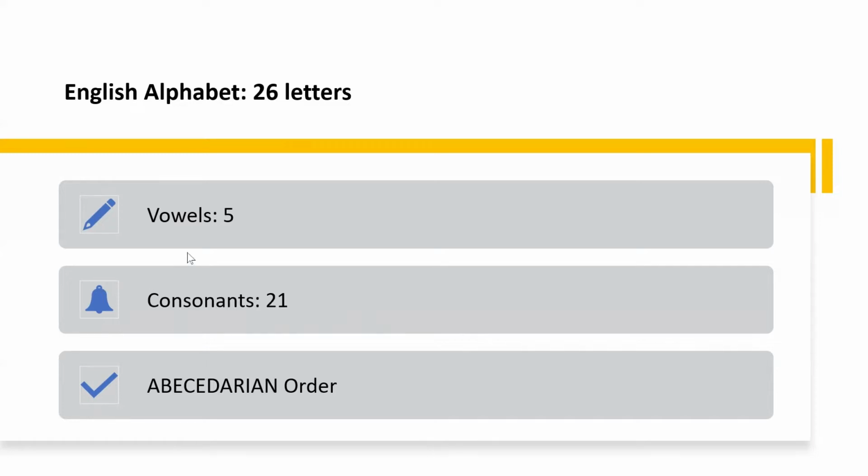Do you know one thing? When we write A to Z in sequence, we call it Abecedarian order. Please learn it. Writing A to Z in sequence is called Abecedarian order.